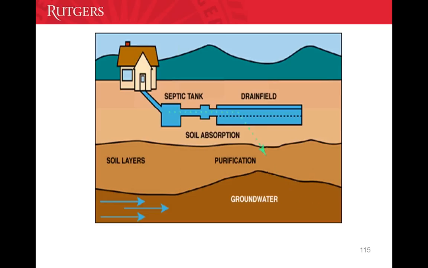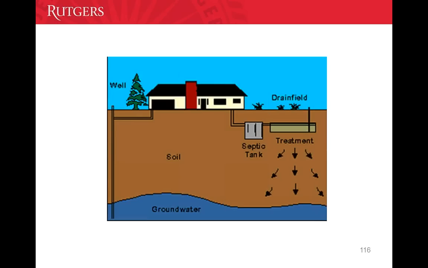So here's a little graphic. You can see you flush the toilet in the house, the waste goes to the septic tank, the solids go to the bottom, the water goes to the top, it goes out into a drain field and then makes its way through the soil, and as it goes through the soil, the purification occurs and it goes back to the groundwater.